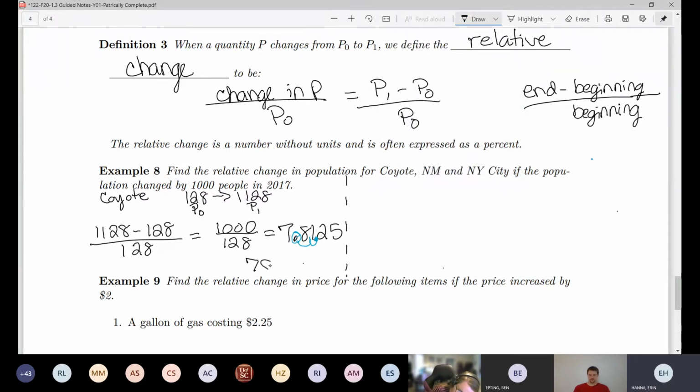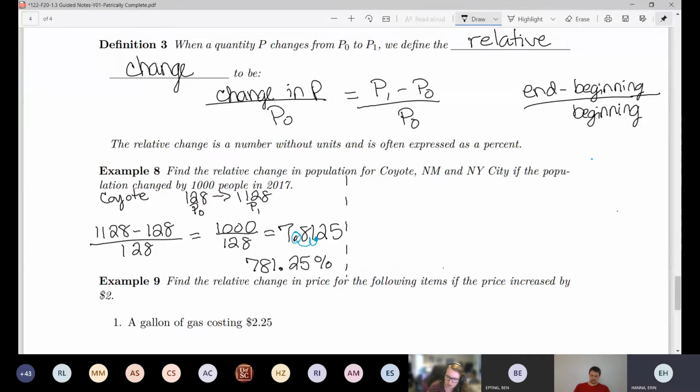So this would be 781.25%. That's why it's such an obnoxious change, because their population just grew by 780%. So obviously that's going to be something that a lot of people notice.